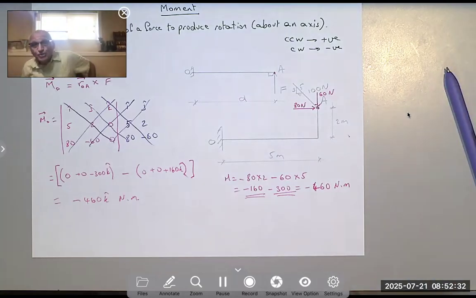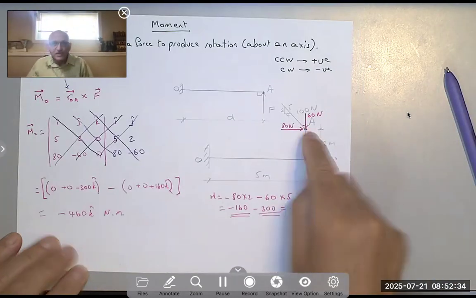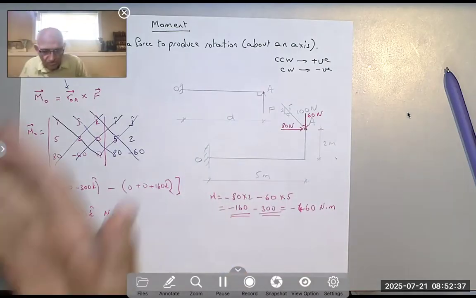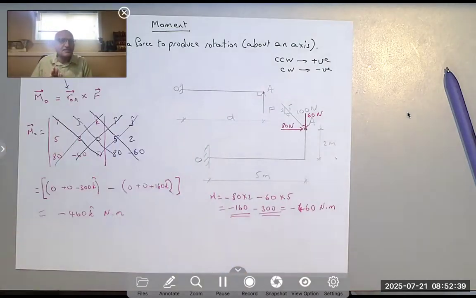So in 2D, sometimes it's easy to find the moment without matrices. So just go ahead and do that. Instead of determinants, I meant not matrices. And sometimes it's more complicated, so it's easier just to write it in vector form all along.